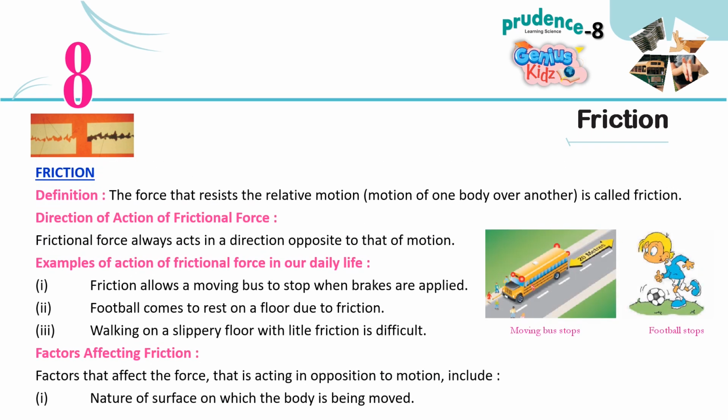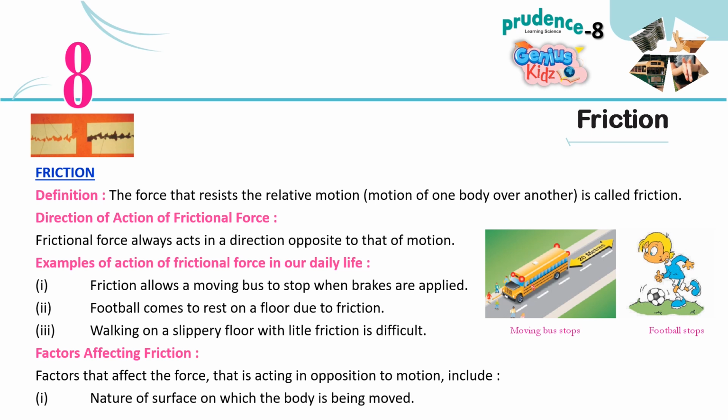Friction. Definition. The force that resists the relative motion of one body over another is called friction. Direction of action of frictional force. Frictional force always acts in a direction opposite to that of motion. Examples of action of frictional force in our daily life. 1. Friction allows a moving bus to stop when brakes are applied. 2. Football comes to rest on a floor due to friction. 3. Walking on a slippery floor with little friction is difficult.